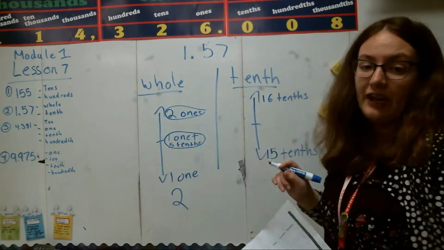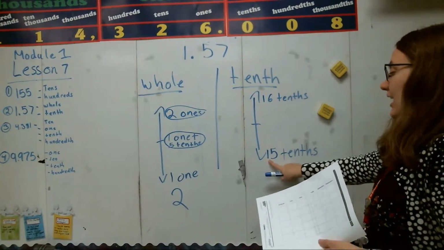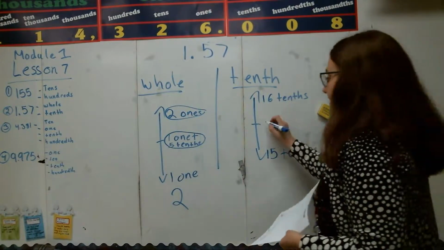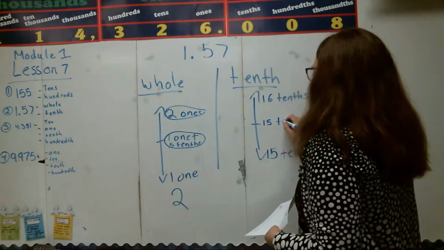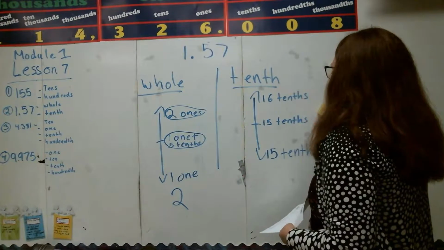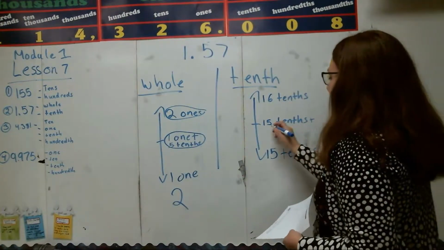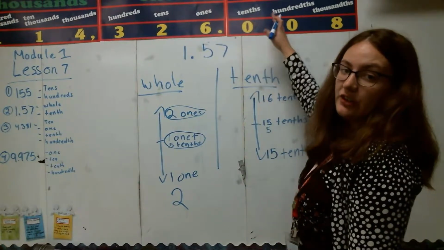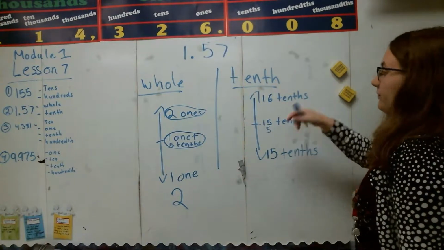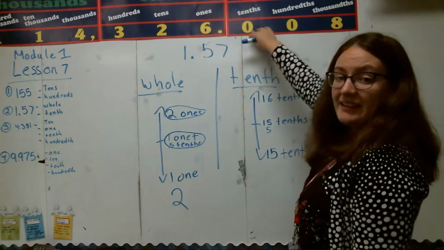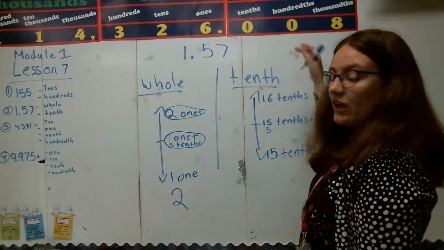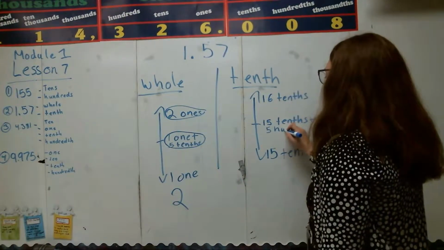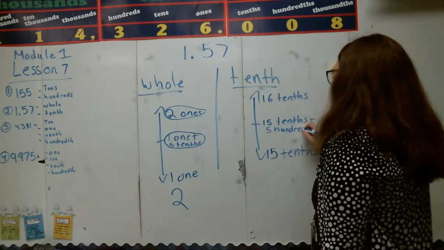And then I have to find my midpoints. So remember, again, I'm just going to copy down what I see right here. So I copy down that 15 tenths. And then I add, and remember, I'm always adding 5 of the place value that's just to the right of this one. So if I'm working with tenths, just to the right of the tenths is the hundredths place. So I'm going to write plus 5 hundredths.